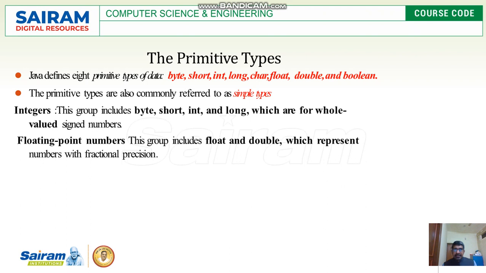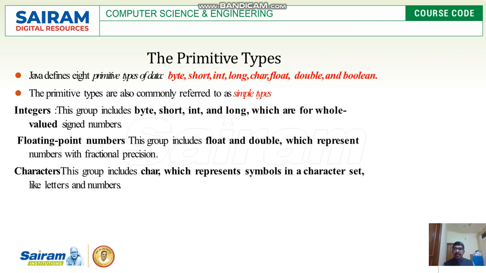The second category is floating point numbers. Under floating point we have double and float, which represent numbers with fractions, with precision. For example, 3 is an integer, and 3.4 is a floating point number. Next is character. A character is a single value which represents a symbol in a character set.